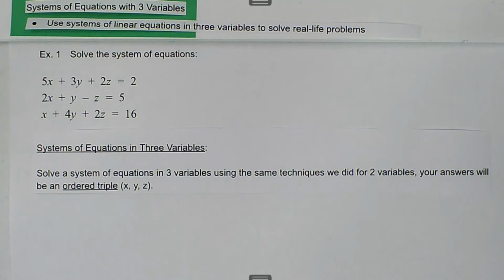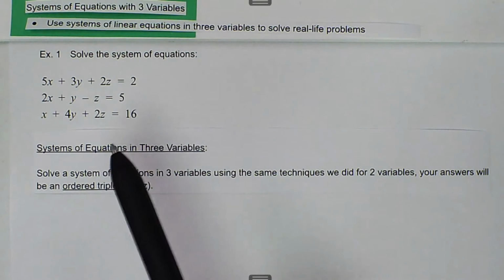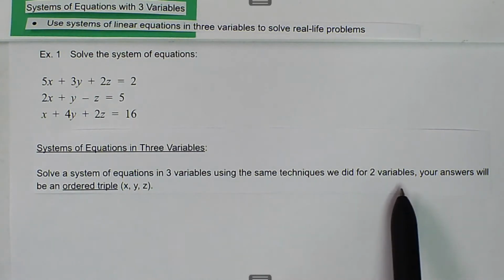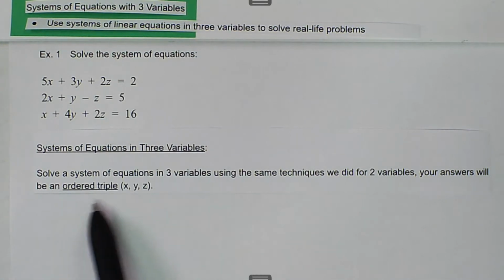We are talking about solving systems of equations with three variables. In order to solve a system of equations in three variables, we'll use the same techniques we did for two variables. Your answer will be an ordered triple, which will be x, y, z.